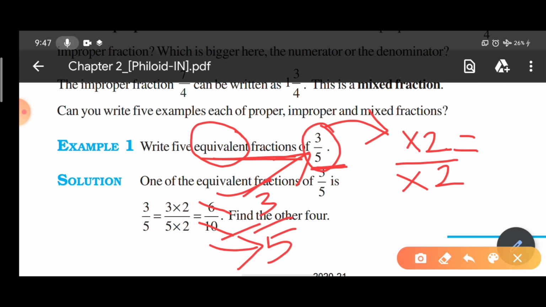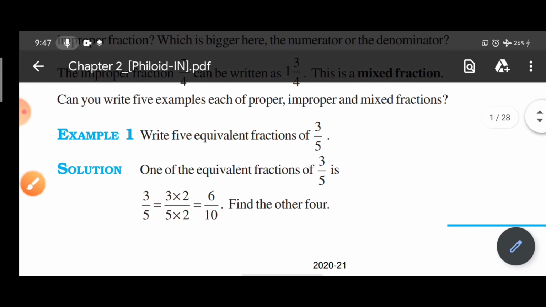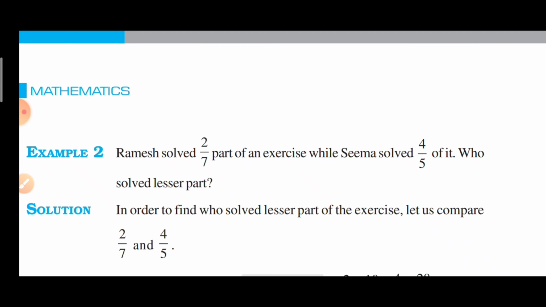In the same manner, you can change your values and find as many equivalent fractions as you want. For writing other fractions, I can simply multiply by 3 in the numerator and 3 in the denominator, or 4 in the numerator and 4 in the denominator. Remember this, the same operation. Right now we learnt how we can convert a particular fraction into its equivalent form. We will use the equivalent form in different types of methods.